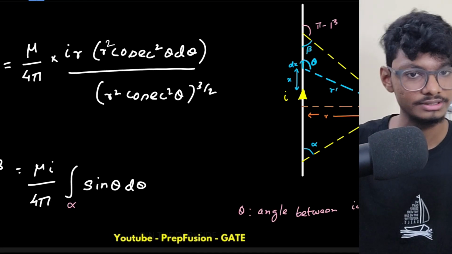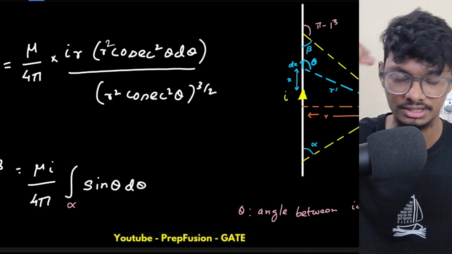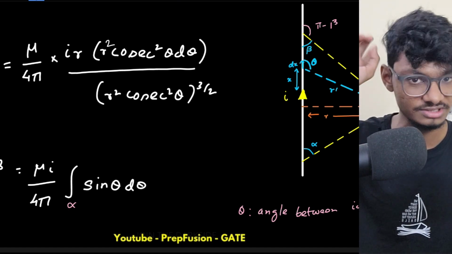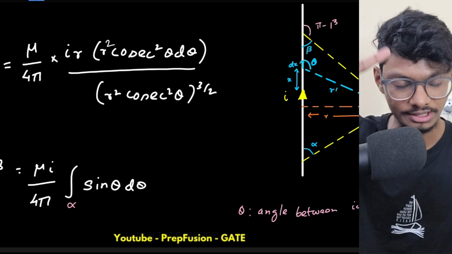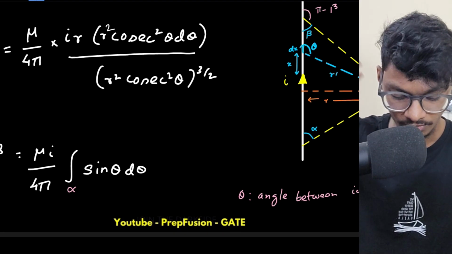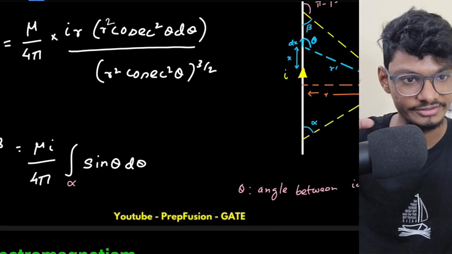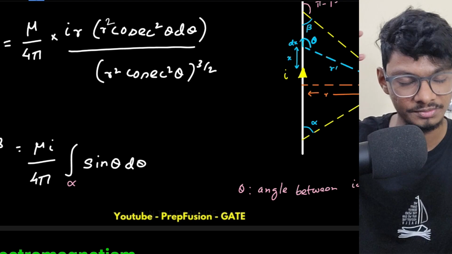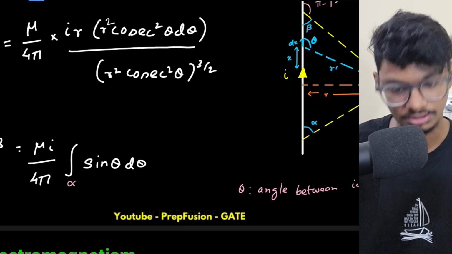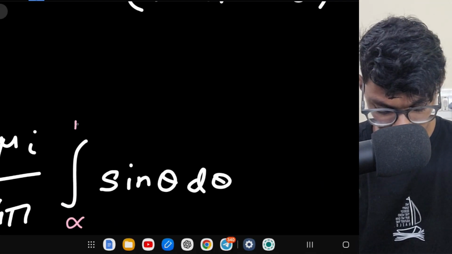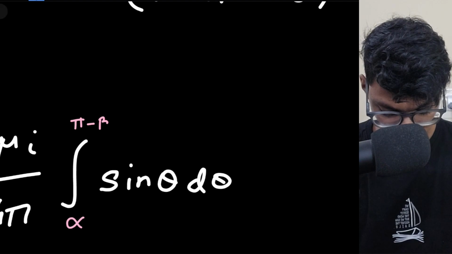Trust me, don't worry, all this is not that important. If you couldn't understand the derivation as well, not important, just the formula is important. That I will tell you, and that will be easier for you to remember as well. But if you understand the derivation, then it will be easier for you to remember the formula, and it's good to understand everything. So this will go from alpha to pi minus beta.